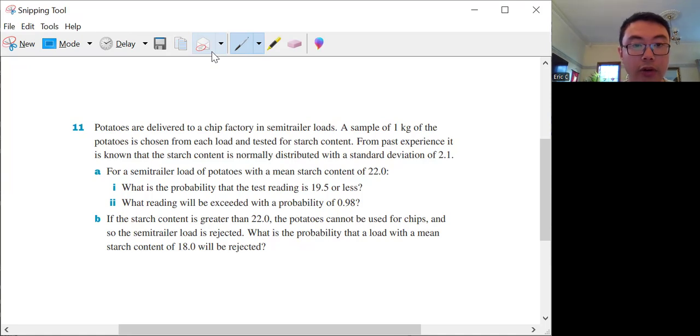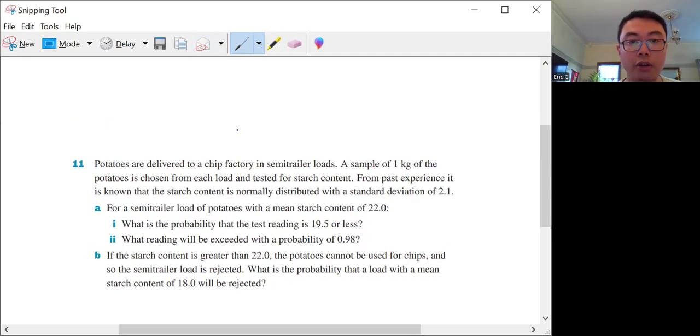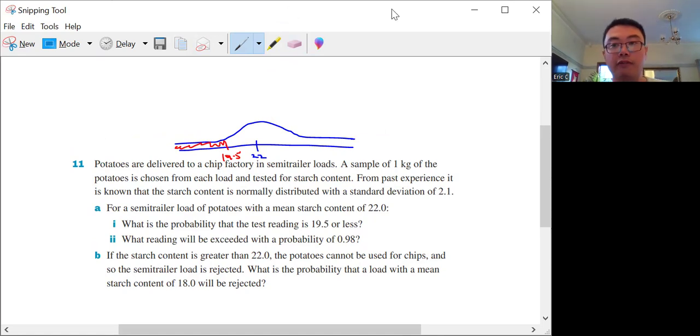Part A, for a semi-trailer load of potatoes with a mean starch content of 22. Part 1 is, what is the probability that the test reading is 19.5 or less? So, from a normal distribution perspective, we have a mean of 22, and what we're looking for is the area under the graph of 19.5, so from negative infinity up to that point. We don't know what that area is, so we can find that out from our CAS here.